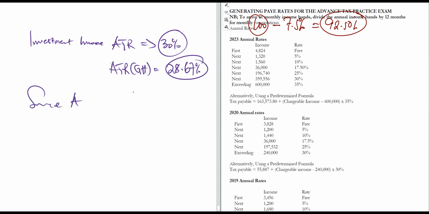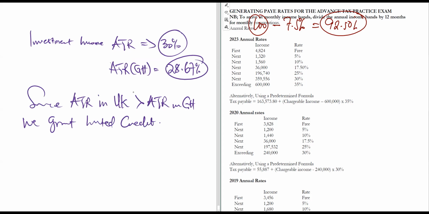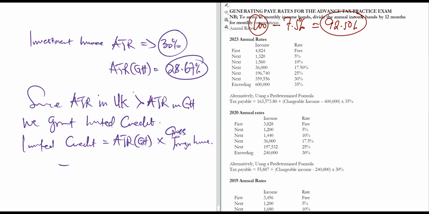So that means, since the average tax rate in the UK is greater than the average tax rate in Ghana, are you getting it? We grant limited credit, right? And this limited or ordinary credit is given by the average tax rate in Ghana multiplied by our gross foreign income. You get it? So that means you limit it.